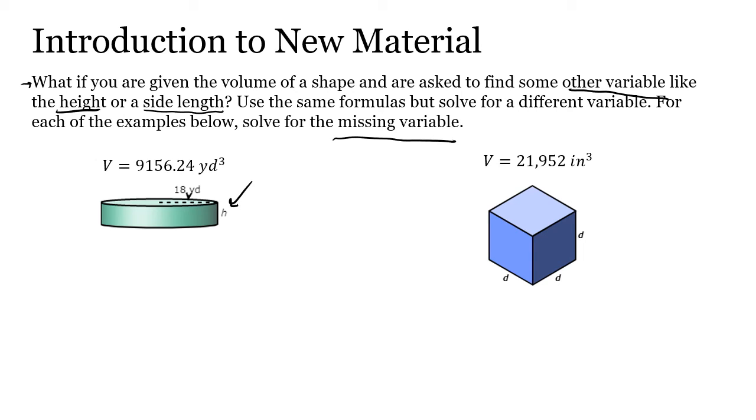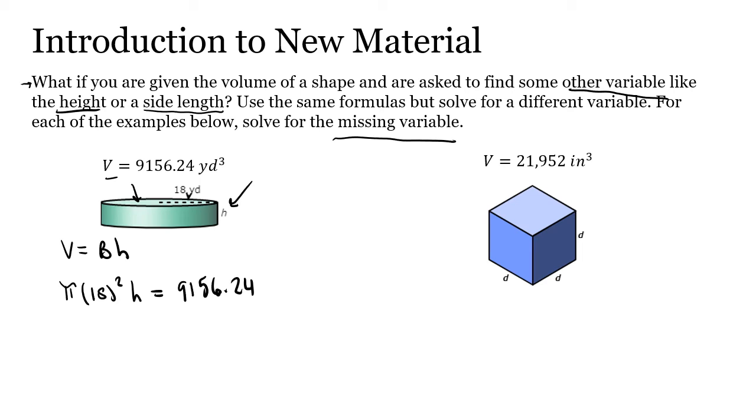We don't know h, so we need to find h, but we're given v. Now for a cylinder, the volume formula is going to be v equals base times height. So we know v. I'm going to just write pi times 18 squared, because that would be the area of the top, times h, which is the height I'm trying to find, has to equal 9,156.24, because that was the volume that I was given.